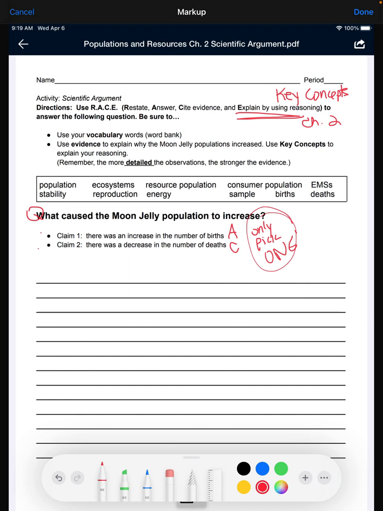That's it. This is a formative assessment, not a summative, but it's worth 20 points, which is twice as many as your formatives are normally worth. All right? When you are finished, you can go ahead and hand this in. And if you have any questions, just email me, okay?